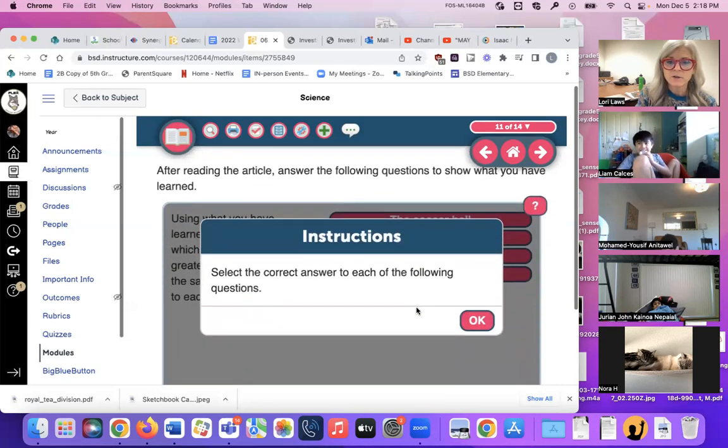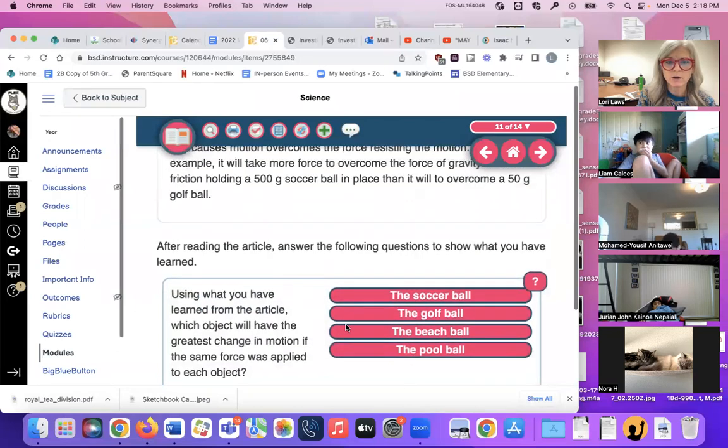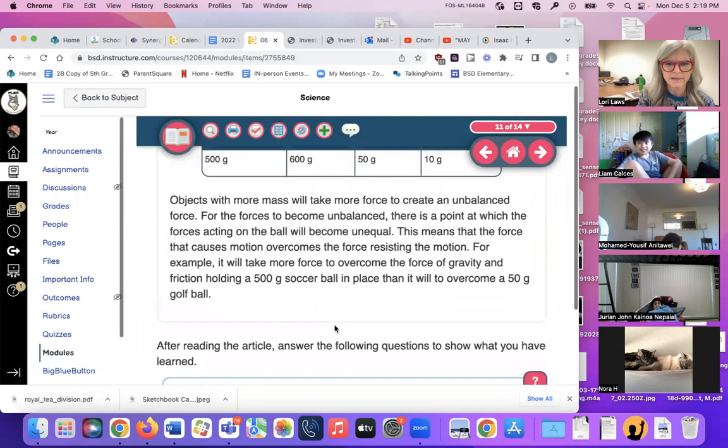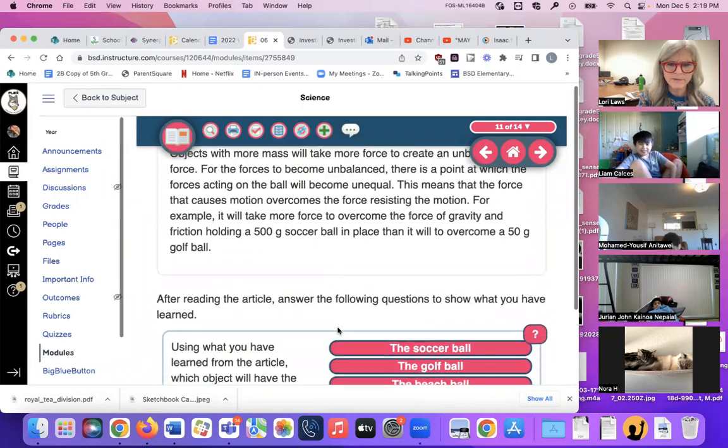After reading the article, answer the following questions to show what you have learned, using what you've learned from the article. Where's the article? Is this the article? Yeah, this is the article. Got the whole thing? That's the whole thing. Well, it's not very long.